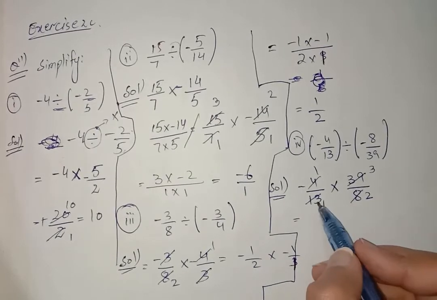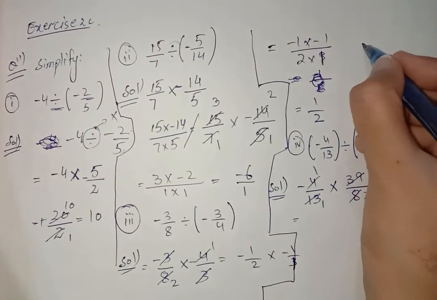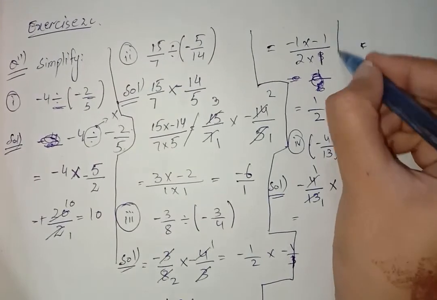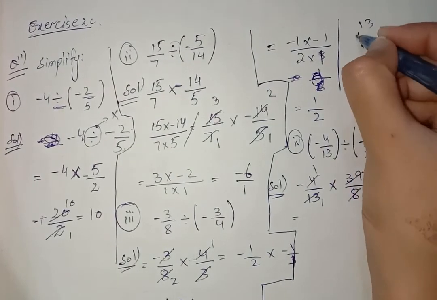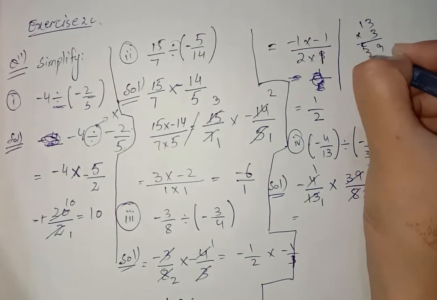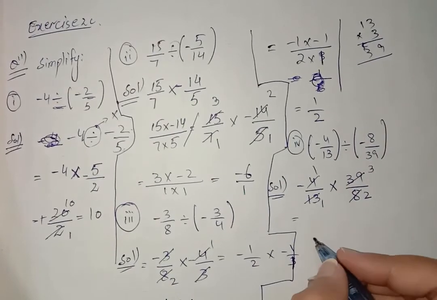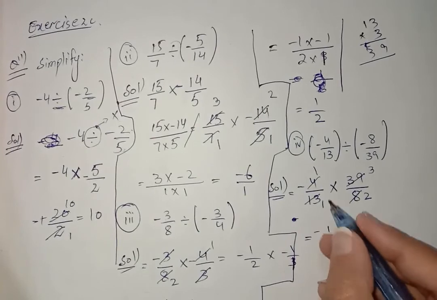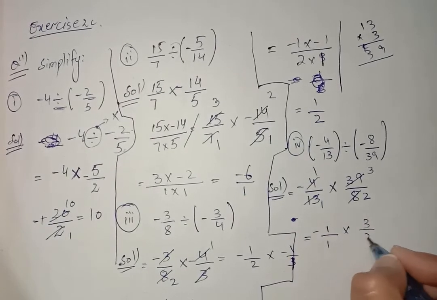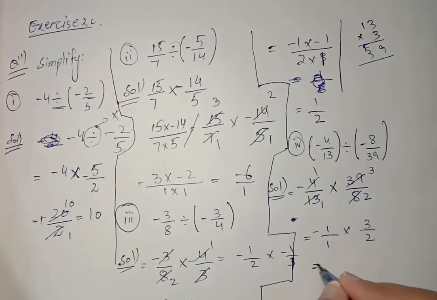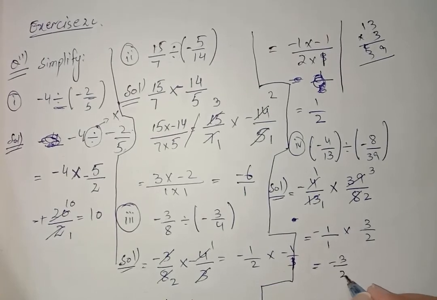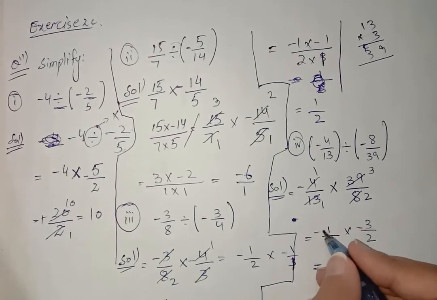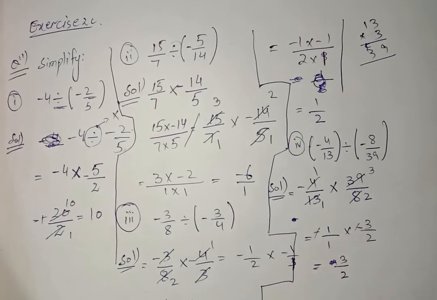If we multiply 13 with 3, 3 3s are 9, 3 1s are 3, so the answer is 39. Minus 1 by 1 multiplies with 3 by 2, 3 1s are 3 and 2 1s are 2. As there are both minus signs, the minus signs cancel each other.